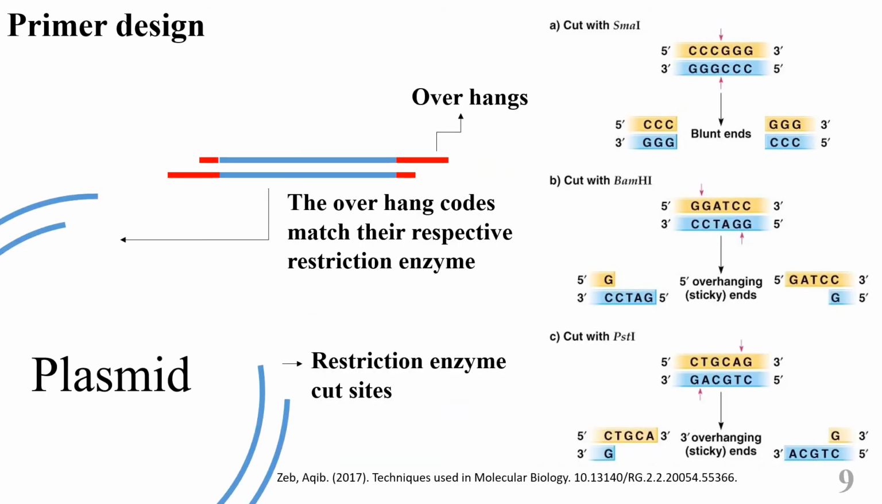When designing primers, we must encode for restriction enzyme cut sites, which would show as overhangs on our amplified gene. These overhangs are considered sticky ends that could be bound into our plasmid. The plasmid would have the same restriction enzyme cut sites, allowing for complementary sequences from the primer with the restriction enzyme to bind into the plasmid with the same restriction enzyme cut site.